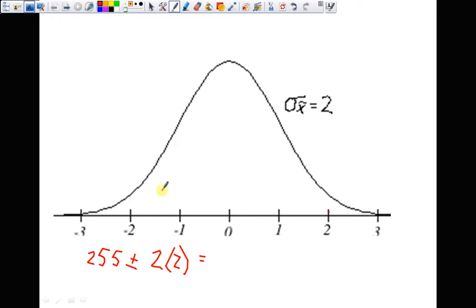Okay, so this is an approximation, because if you remember, the empirical rule says that about 68% lies within 1 standard deviation, about 95% lies within 2, and about 99.7% lies within 3. But it's not exact, but we can get a little more precise in a minute, and we will. But this is 255 plus or minus 4, basically. So 255 minus 4 is 251. And 255 plus 4 is 259.